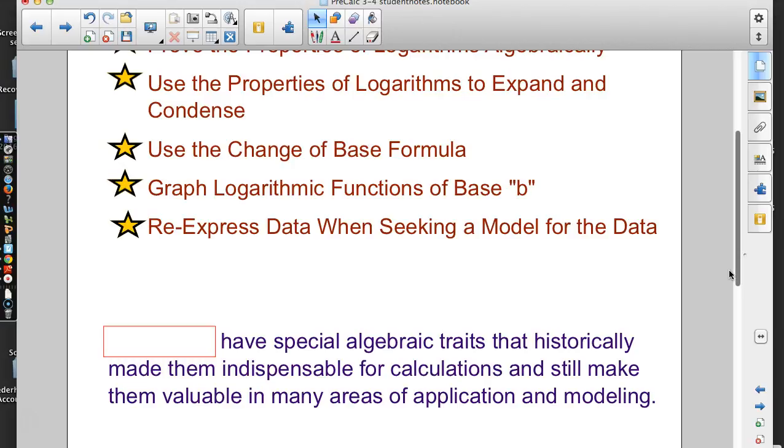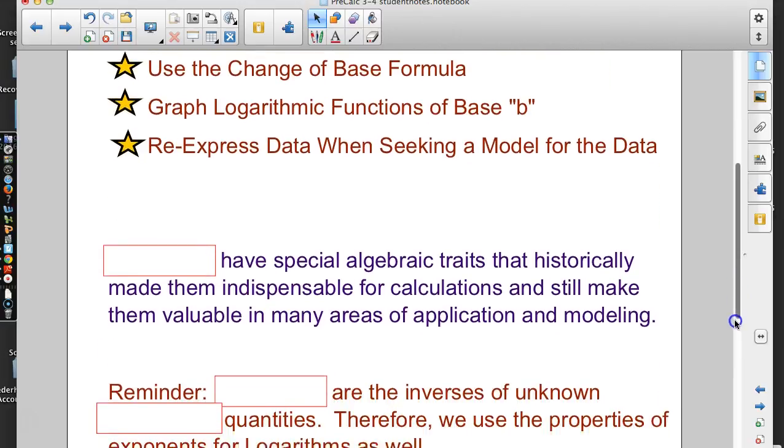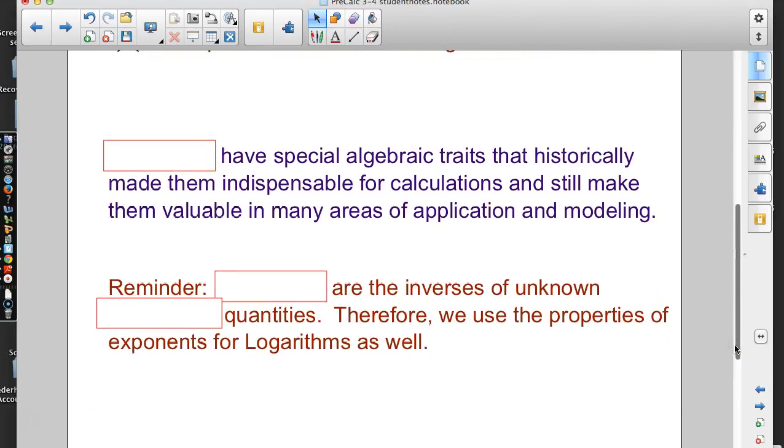And then this last piece will be tomorrow, and that's re-expressing data when seeking a model for the data. And that's because sometimes we get really large numbers, and we need a way to express them so they'll, well, quite frankly, fit the graphing calculator. The big, huge numbers, the graphing calculator kind of runs scared and does scientific notation. So if we want to do regression with that, we use natural logs in order to get them down to where they're workable. So logarithms have special algebraic traits that historically made them indispensable for calculations and still make them valuable in many areas of application and modeling even today. Again, really large numbers, really small numbers, logarithms work great.